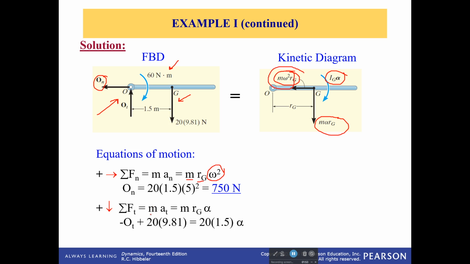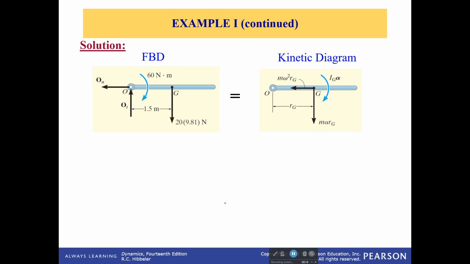And then I have my tangential component, and the forces in the tangential direction are going to cause an acceleration, which will be proportional to this. I've got two components that are both going in the tangential direction. One of those is the weight, and the other one is the tangential component right at O. When I solve for that, actually I can't solve for that, sorry, because I don't know the angular acceleration yet. So I need one more equation.